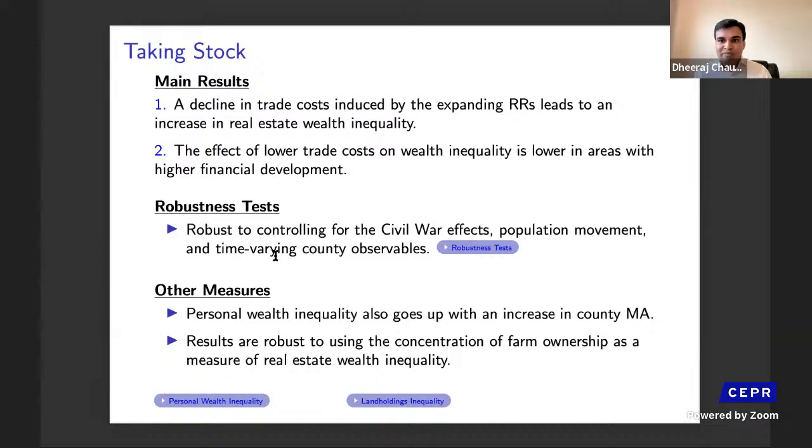So for example, my baseline is real estate wealth inequality, but if instead I consider personal wealth inequality as my main outcome variable, results hold up. And as another measure of real estate wealth inequality, I also consider concentration of farm ownership. What I mean by concentration of farm ownership: the share of very large farms in total acreage in the county goes up with higher market access, and the share of relatively small and medium farms goes down. So it suggests that large landowners or rich people benefit more as opposed to relatively small ones.